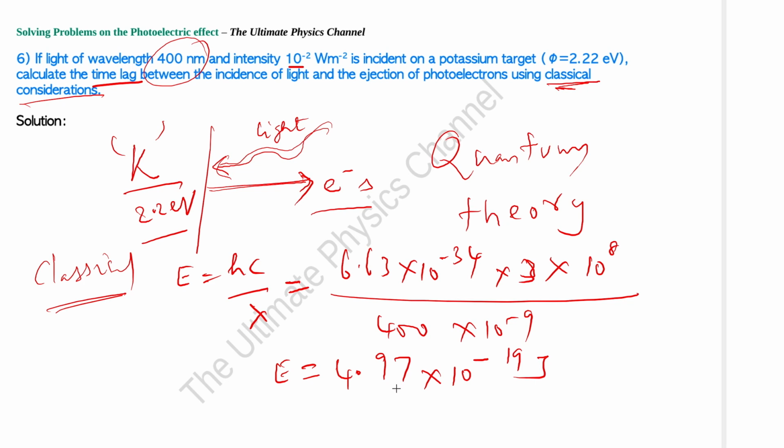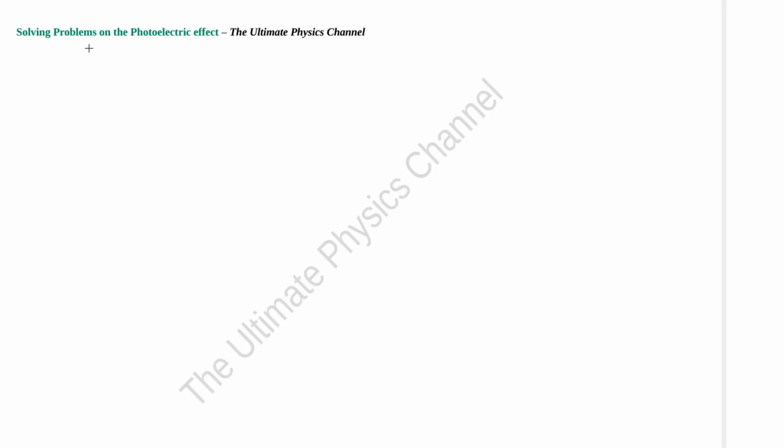And then we can see that the intensity is given as 10 power minus 2 watts per meter squared. So that is intensity, let's call that I, is equal to 10 power minus 2 watts per meter squared. That can be written as 10 power minus 2 joule per second per meter squared. Right?